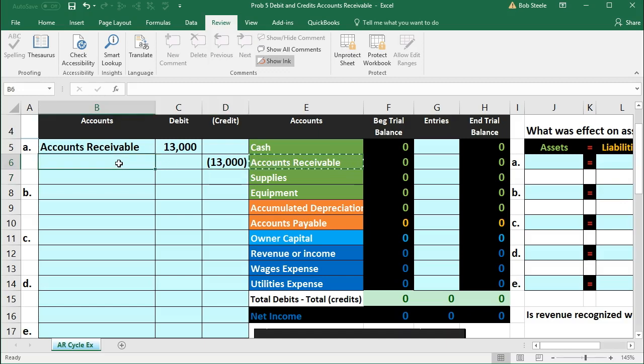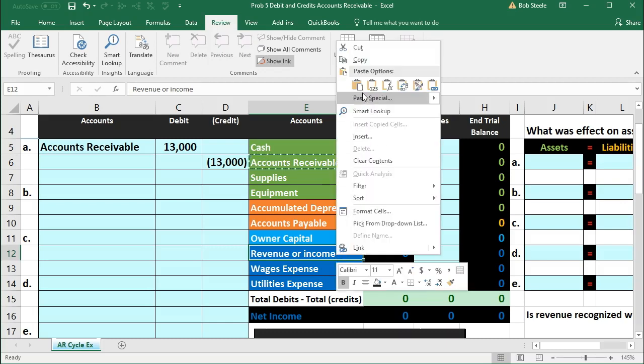Now we just need to know what the other side of the transaction is, and when people owe us 13,000, they owe us it because we did work. And when we do work, we earn revenue according to the revenue recognition, which is an accrual principle. We recognize revenue when work is completed, when it is done. And that's typically the point in time close enough to when we send out the invoice. So we know that we're going to credit revenue.